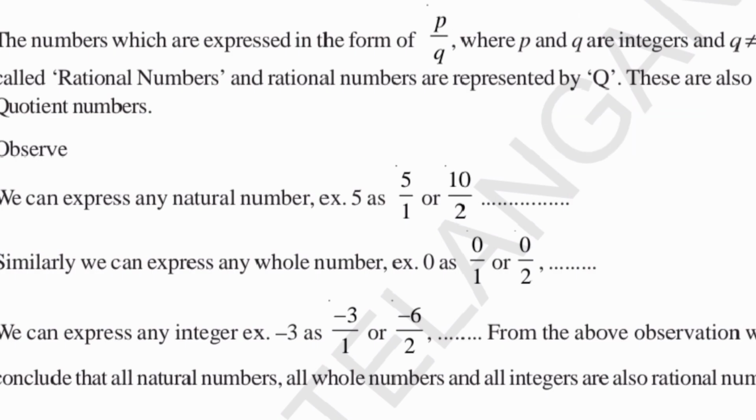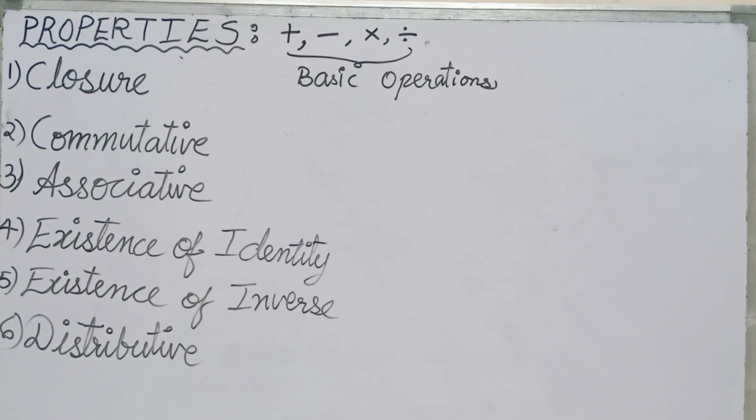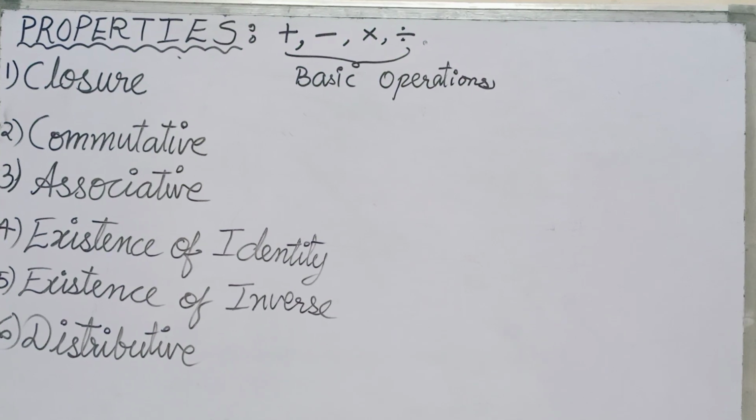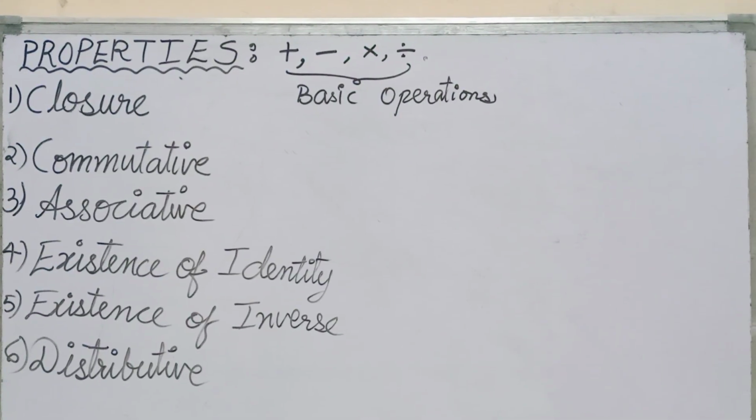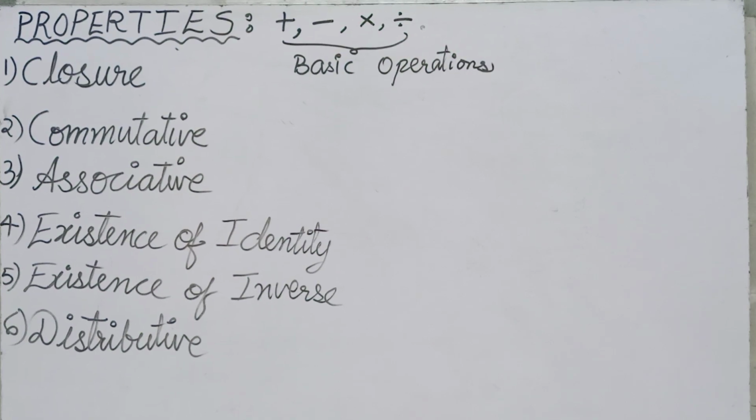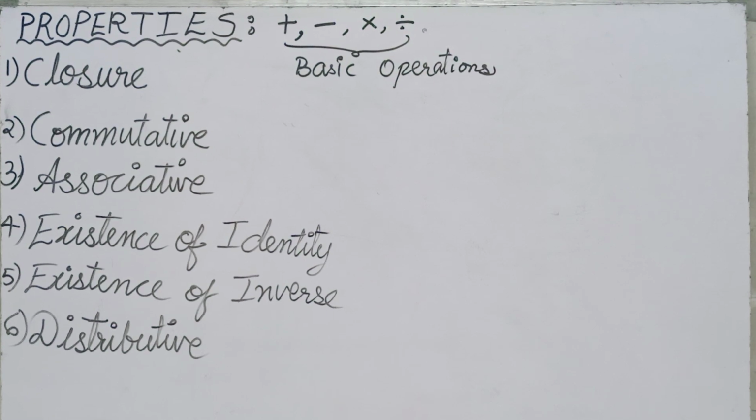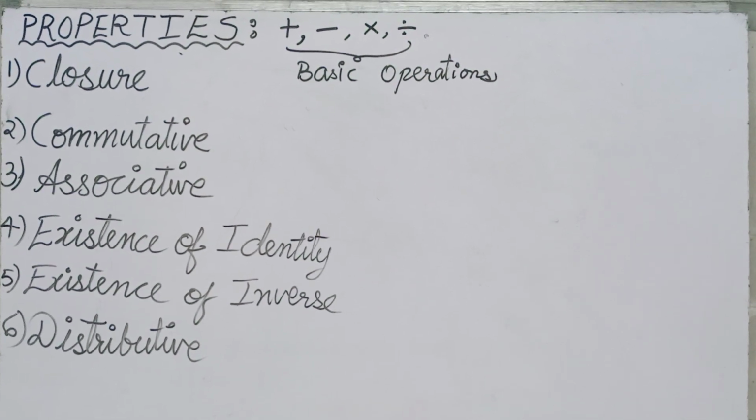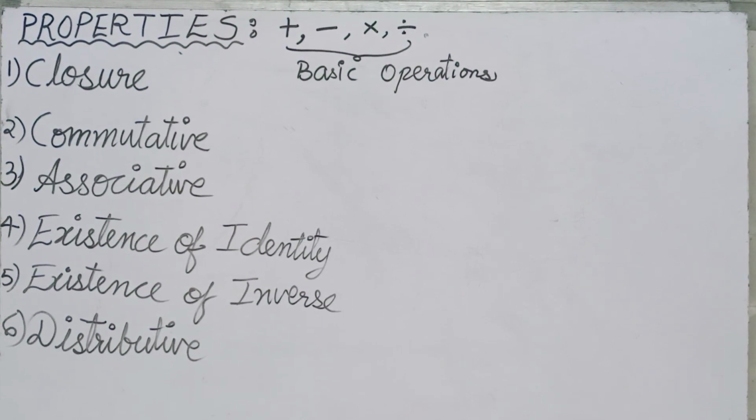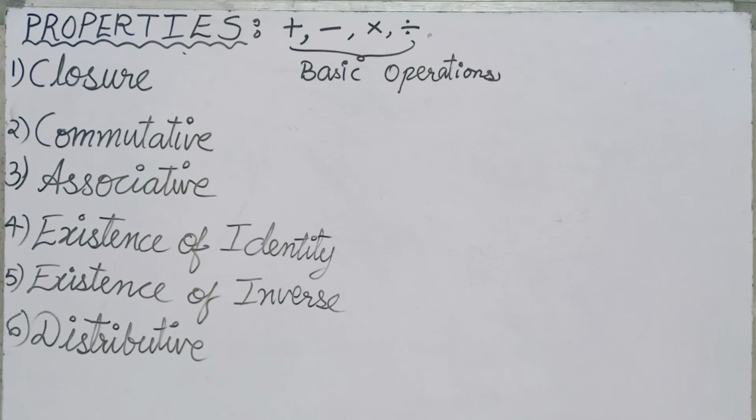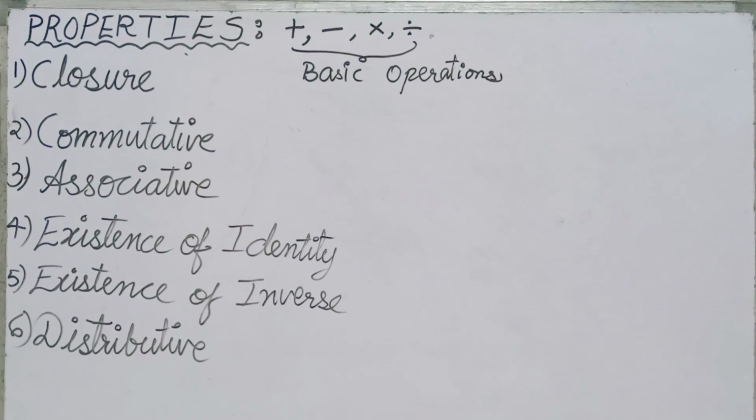Now you all know what natural numbers, whole numbers, integers and rational numbers are. And you are also familiar with the basic operations such as addition, subtraction, multiplication and division. Now we will see the properties. What are the properties? There are 6 basic properties, namely closure property, commutative property, associative property, existence of identity, existence of inverse and distributive property.